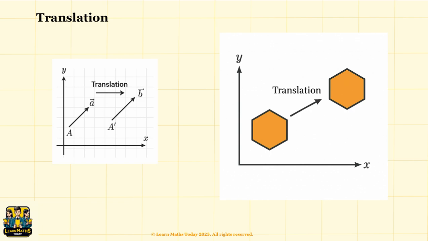Every point on the hexagon moves the same distance in the same direction. That's why we describe a translation using a vector. The vector tells us exactly how far to move left or right and how far to move up and down.